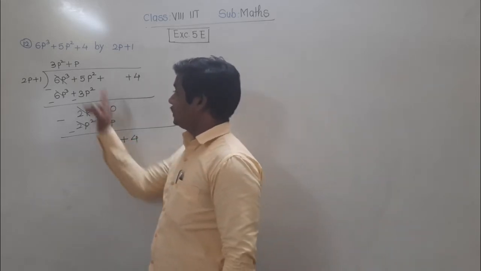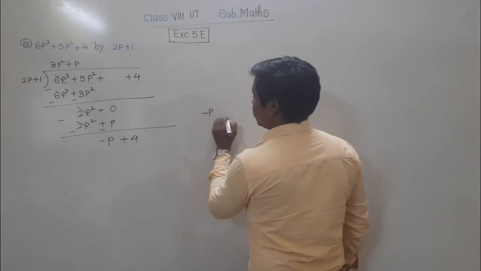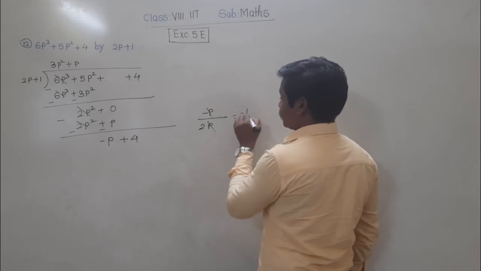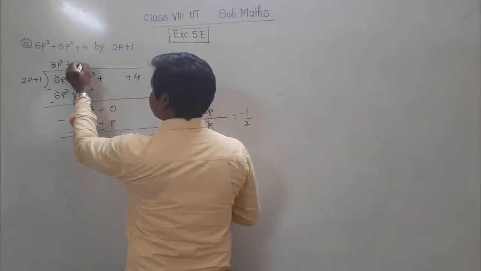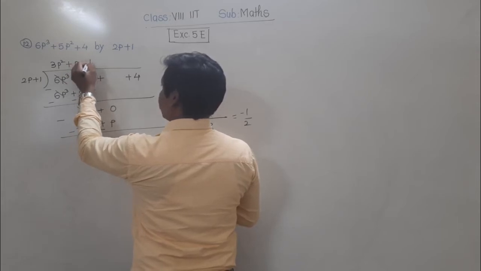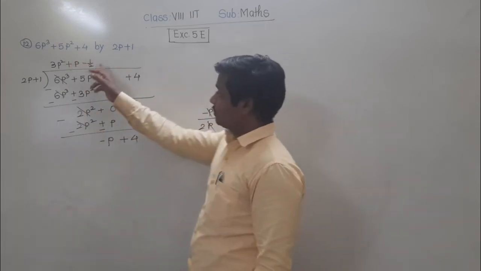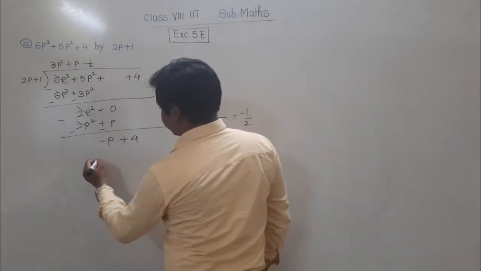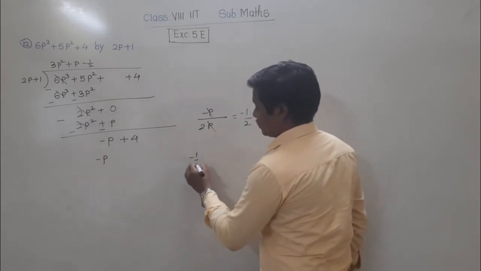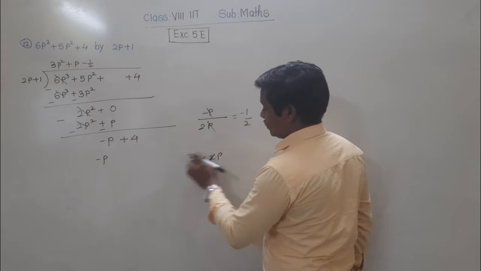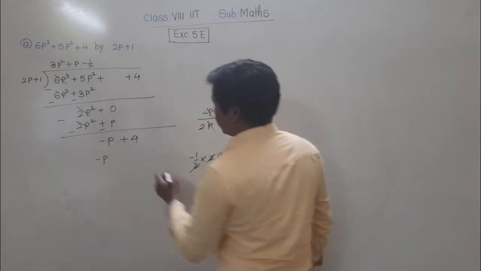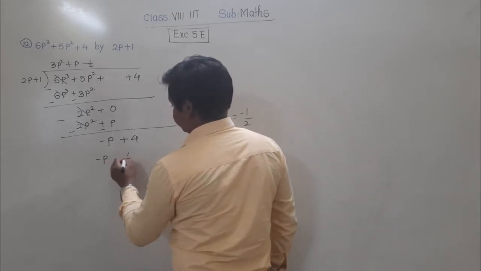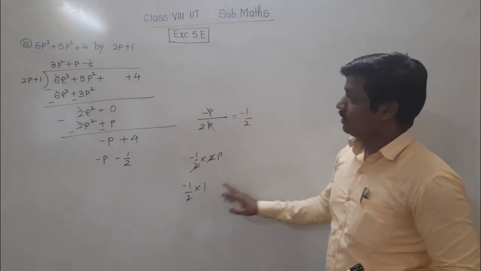Now minus p divided by 2p. This p can cancel, and in the numerator remains minus 1 upon 2. So minus 1 by 2. Now minus 1 by 2 into 2p, what will you get? Obviously you will get minus p, since 2 cancels. And minus 1 by 2 into 1 is minus 1 by 2.